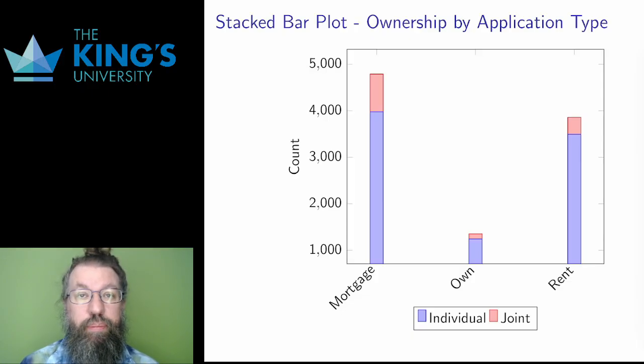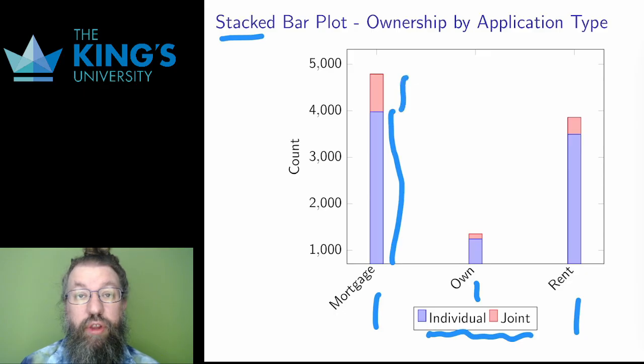This is a stacked bar plot. These are the same bars as the first bar plot I showed you, but now I have used the second variable, the application type, to color the bars in two colors. In the mortgage bar, the blue is individuals and the pink is joint applications. Likewise for the other two bars. This still shows the ownership variable in the height of the bar, but also gives a good visualization of the breakdown of each bar by application type. It's easy to get a rough sense of how many of each bar are individual or joint applicants.